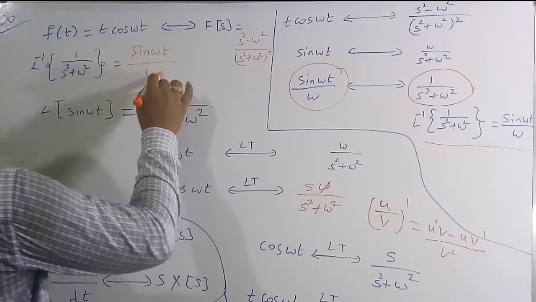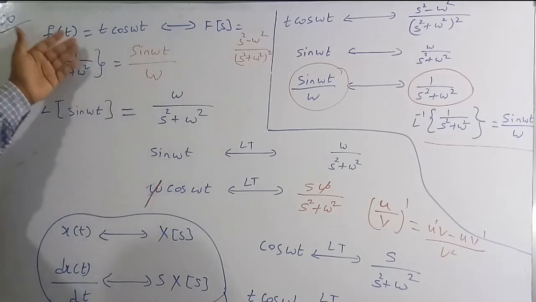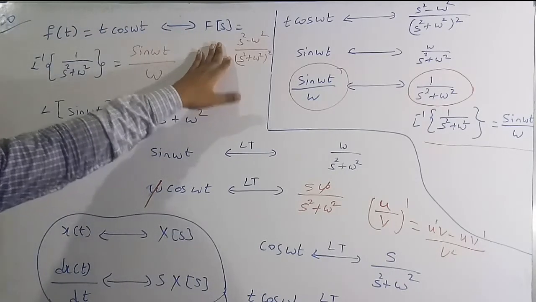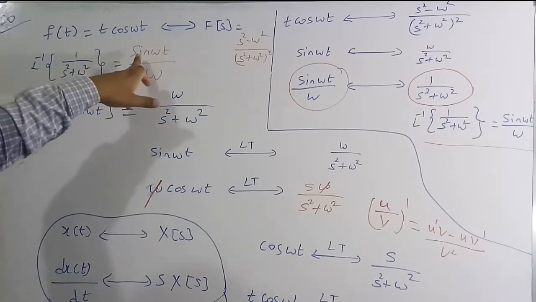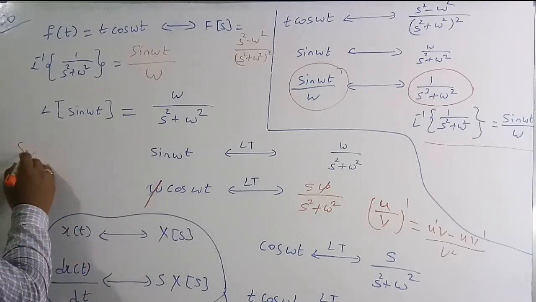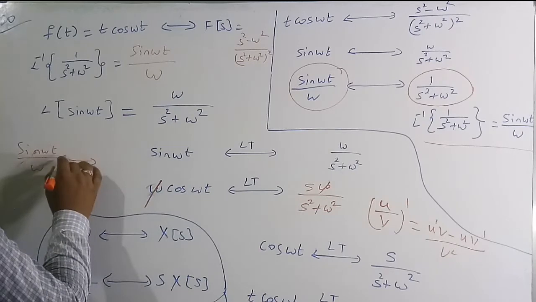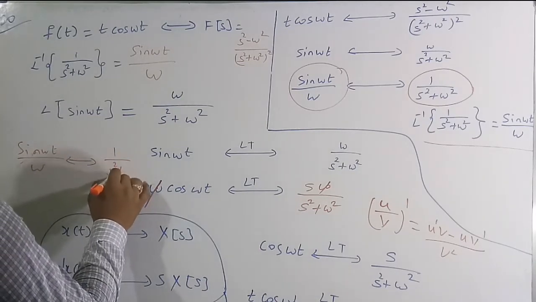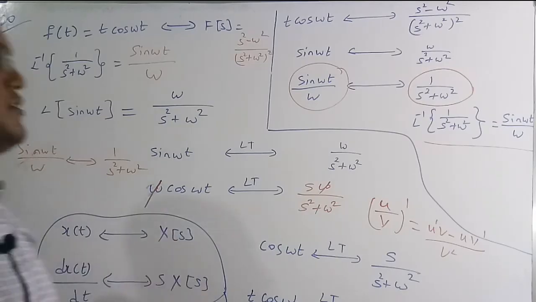Finally we have figured out the f of t expression, meaning for the f of t function we have figured out the Laplace transform f of s, and also the Laplace inverse of 1 by s square plus omega square is nothing but sin omega t by omega. Simply, for sin omega t by omega, if you do the Laplace transform, we get 1 by s square plus omega square. So this is the correct solution of this question.